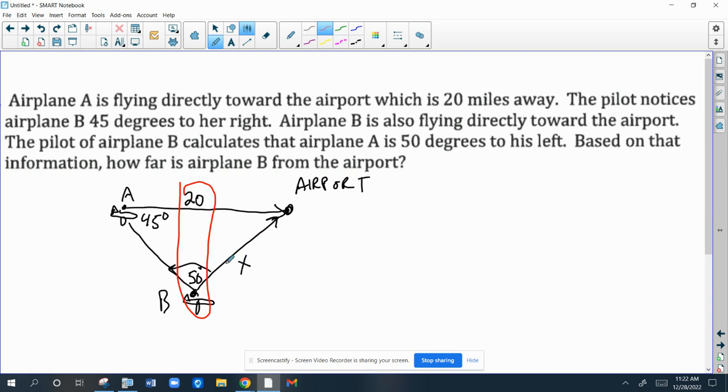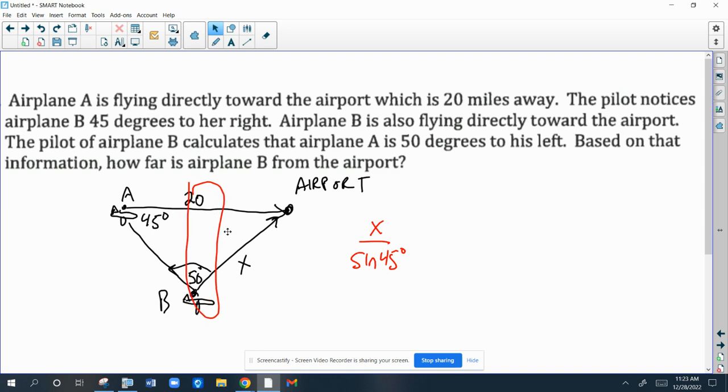And since we're looking for x and its opposite angle is 45, I'm going to make sure I write it as x over the sine of 45, not sine of 45 degrees over x. You don't want your variables on the bottom. You can solve it still, but it's much easier to put them on the top. So that's why I'm going to use the law of sines with the sine on the bottom.